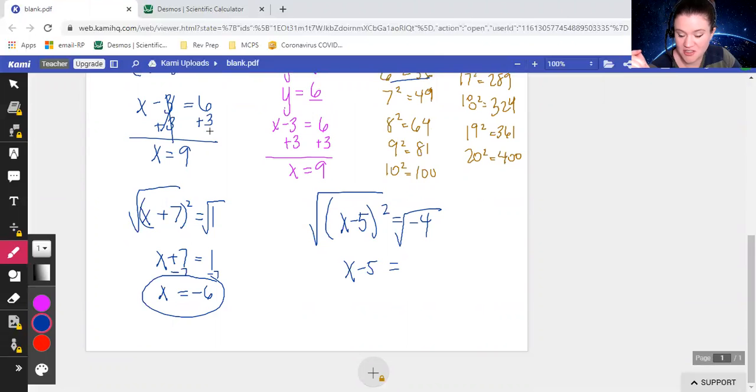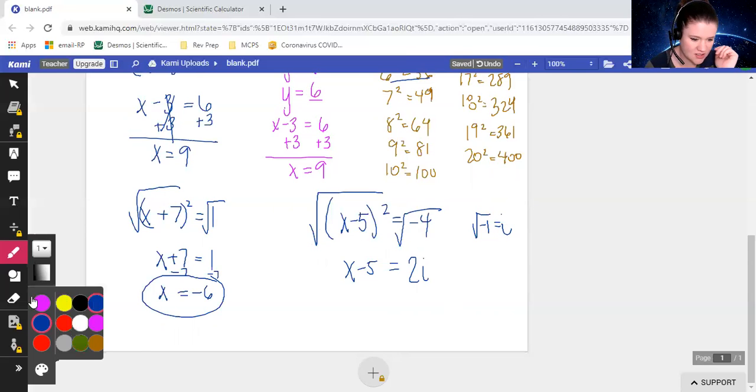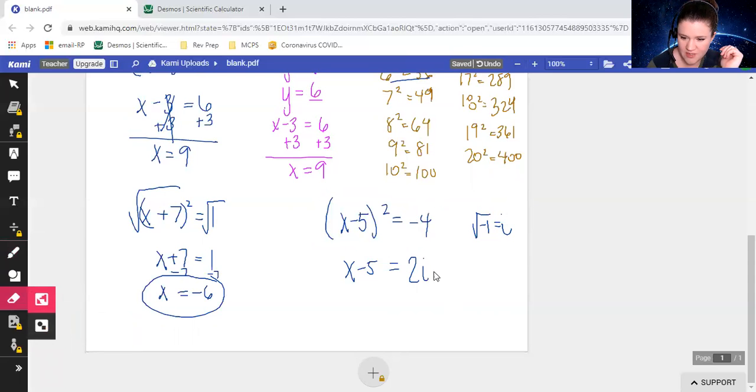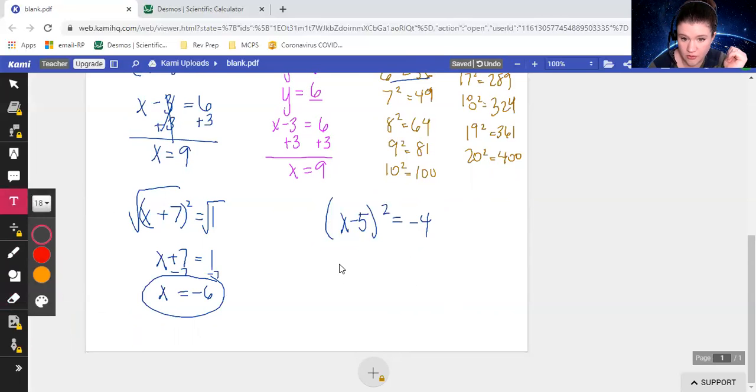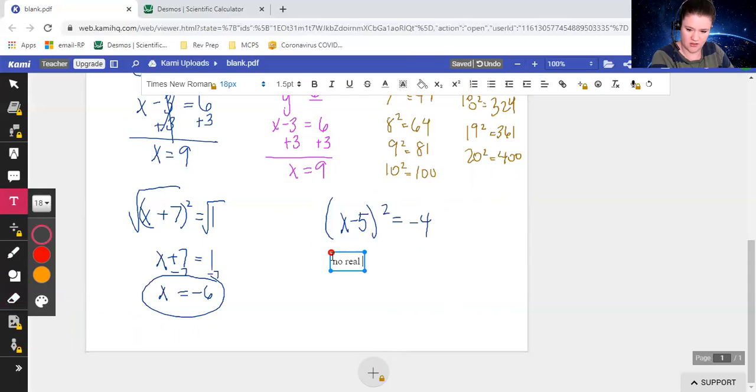I know that we got into philosophical conversations about numbers previously, but it's imaginary. It would be 2i, because we have defined the square root of negative 1 as i. That's Algebra 2 stuff, so I'm not going to get too far into it. But if you see something squared is negative 4, no real solutions. We can say that, and that's absolutely a true statement. No real solutions.